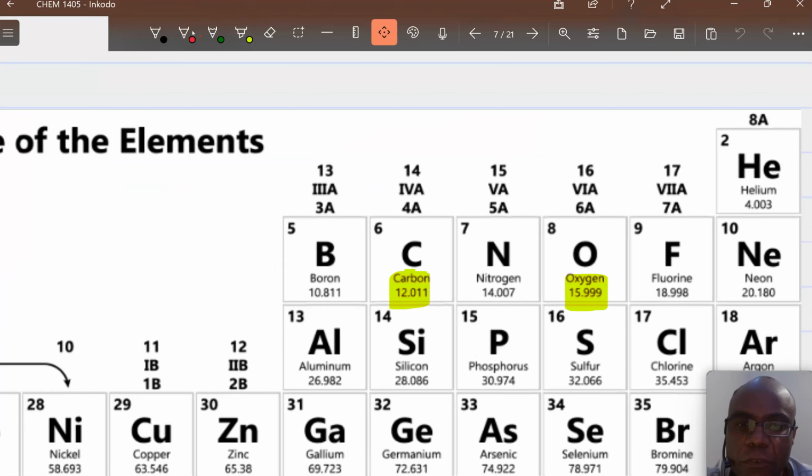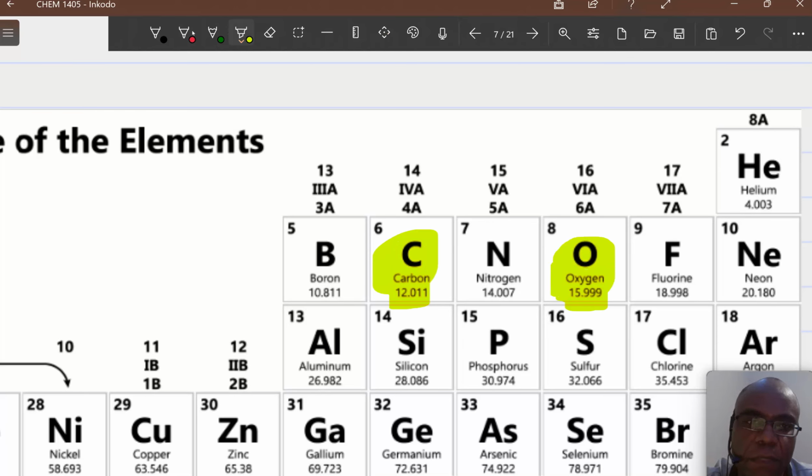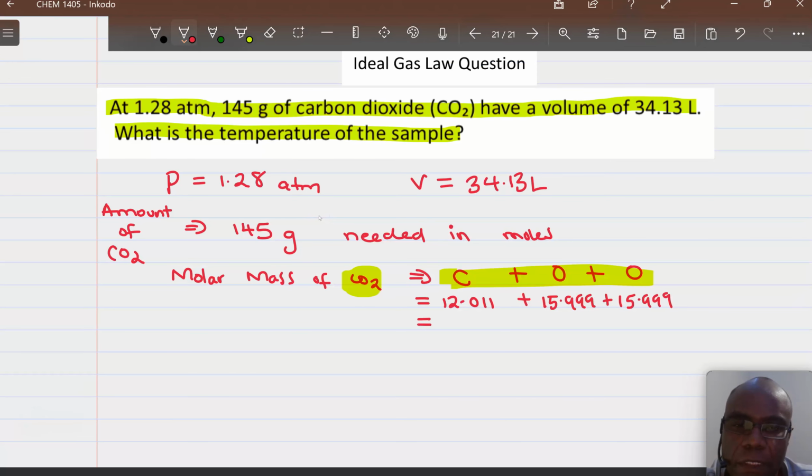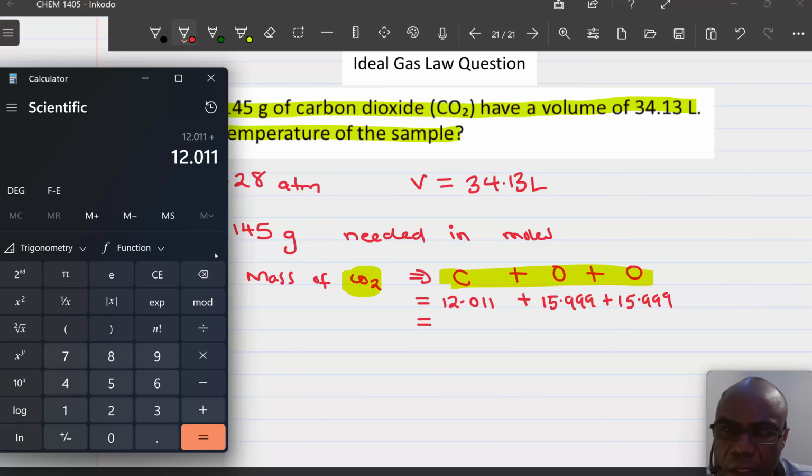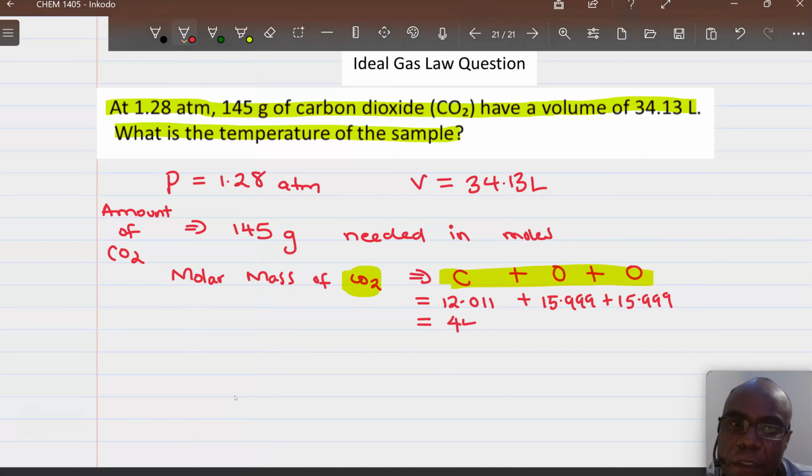So you can see carbon is 12.011 right here, and oxygen has an atomic mass of 15.999. Don't go for the smaller numbers. Those are the number of protons, the atomic numbers. So now you know how to do that. Now let's add these up and see what we get. 12.011 add 15.999 times 2. Okay, the answer I'm getting is 44.009, and these are grams for each mole of CO2.